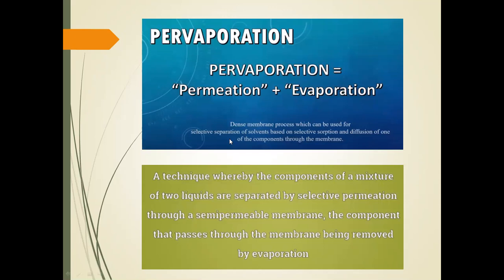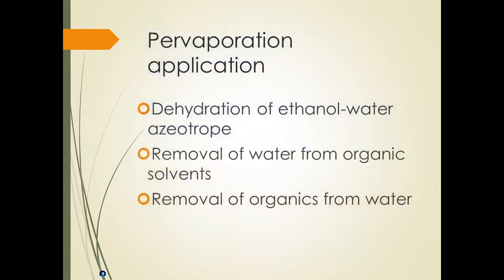This is a technique whereby the components of a mixture of two liquids are separated by selective permeation through a semi-permeable membrane. The component that passes through the membrane is then removed by evaporation, hence the term pervaporation. It's the two terms, permeation and evaporation, connected together. Application is the dehydration of ethanol-water azeotrope. Take note, these two, ethanol and water, can reach a certain temperature at which they'll be azeotropic, so the process of separating will be by pervaporation. Removal of water from organic solvents and removal of organics from water can also use pervaporation.